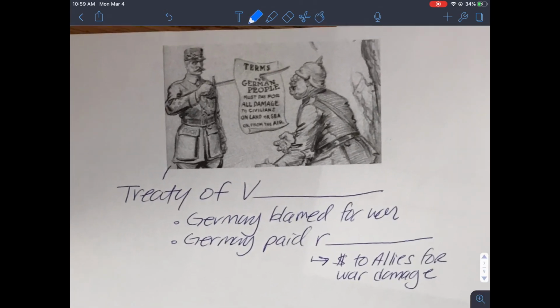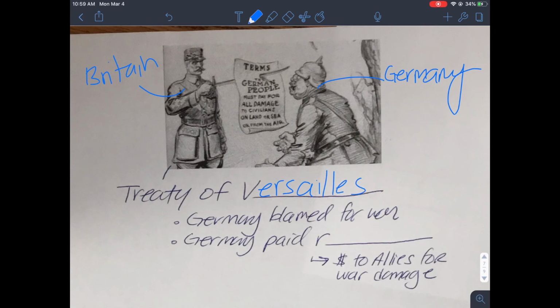At the end of the war, the Treaty of Versailles was created, and this blamed Germany for the war. Germany had to pay reparations, which is war damages to the Allies. Because of these war reparations, Germany became poor, and eventually this led to the rise of Hitler in World War II.